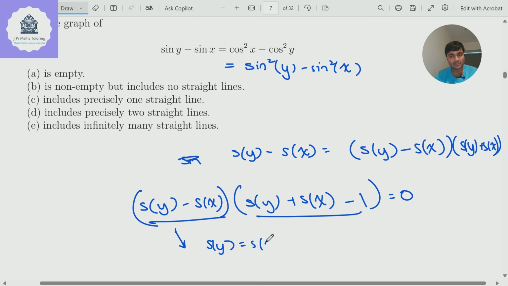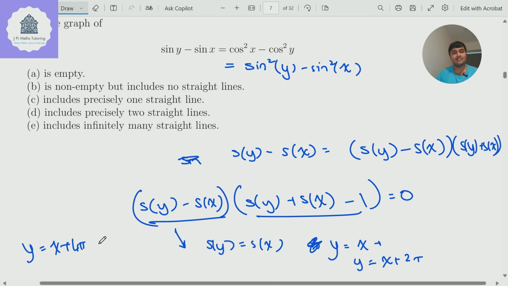Sine of y being equal to sine of x, that just means that y equals x. Or we could have, sorry, this doesn't imply, but this also includes the lines y equals x, but also the line y equals x plus 2 pi, also the line y equals x plus 4 pi, and so on. So it's going to include infinitely many straight lines, and that's not even including this part here. And so the answer for sure is going to be E.